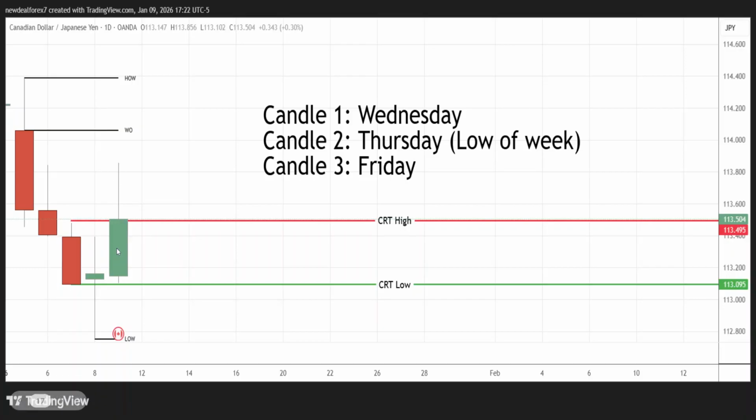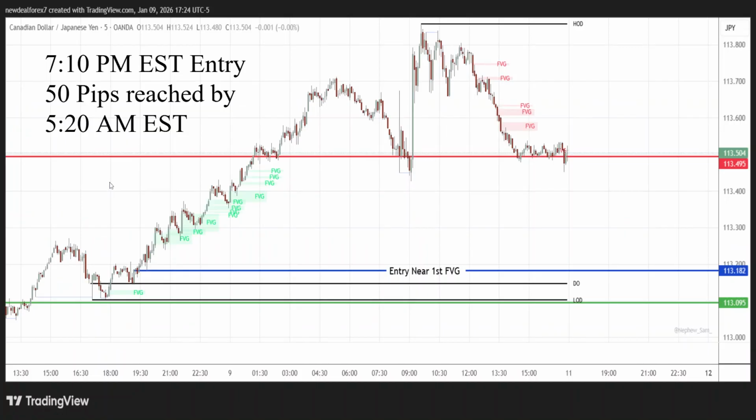Okay, see how I spent most of the day paying you, and it did retrace. So obviously you want to get your profit the best you can. But now let's take a look. This was Friday, so let's take a look at our best entry. The best entry was around 7 p.m.